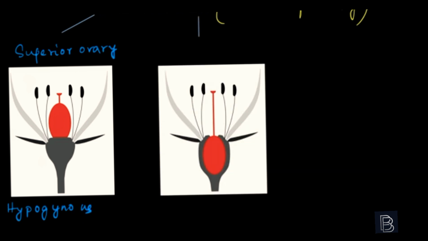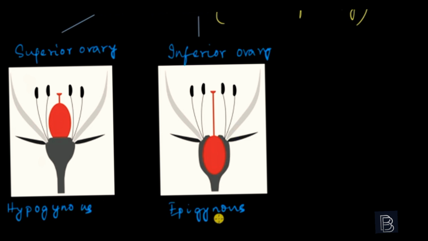The opposite of this is epigynous, in which the ovary is below the rest of the parts of the flower. If you see here closely, the ovary right here is below all of these other things, the sepals, petals, and stamens. This kind of an ovary is said to be inferior ovary. Said to be epigynous. Epi means above, so the rest of the parts of the flower are above the ovary, hence epigynous.